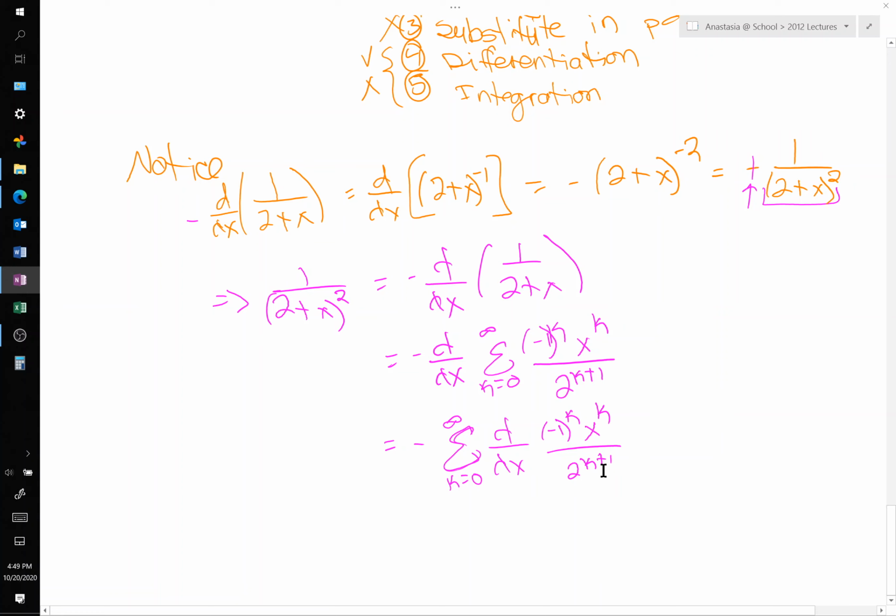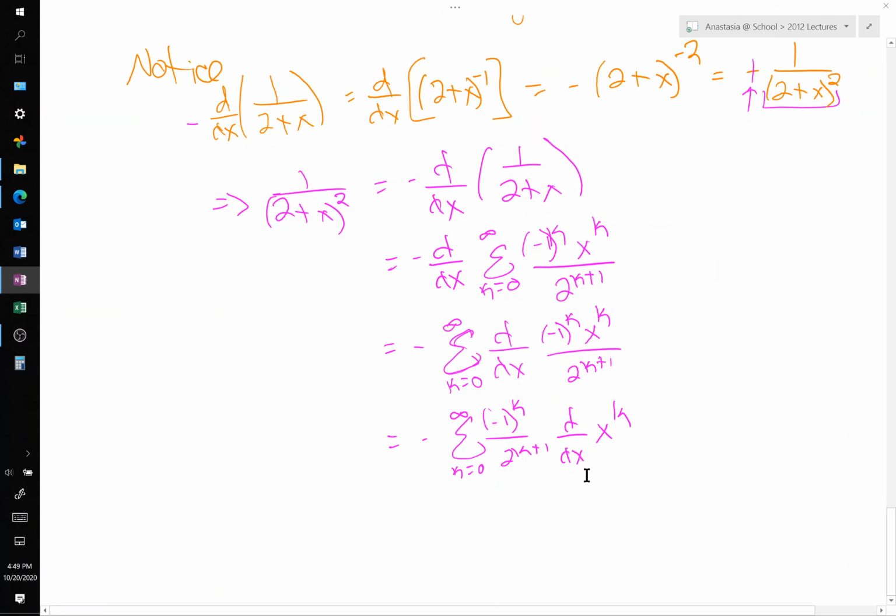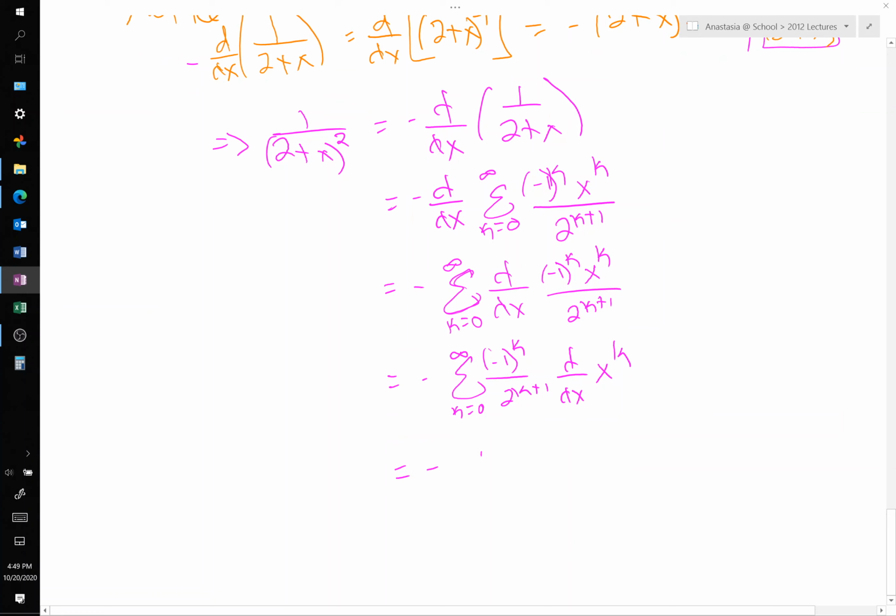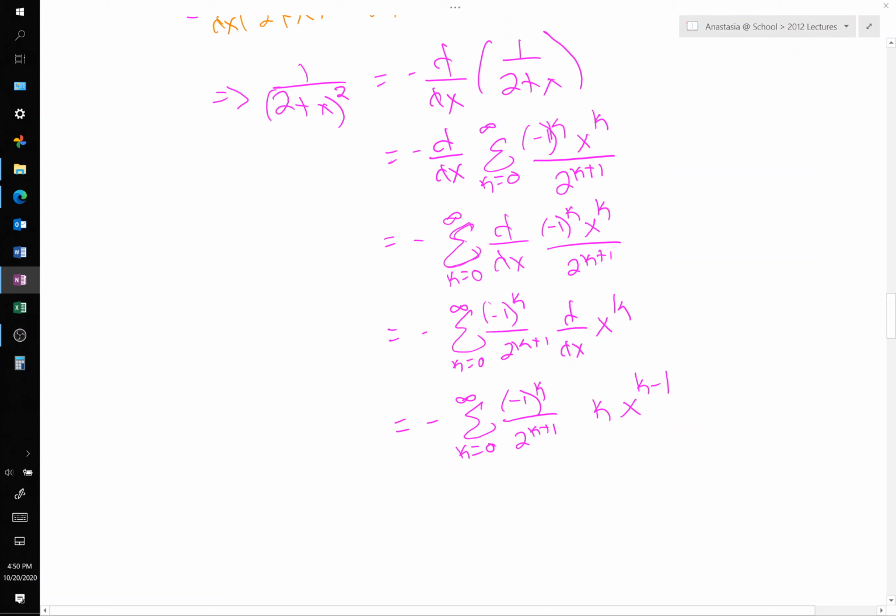Negative 1 to the k and 2 to the k plus 1 are constant, so those can both be pulled out of the derivative. So we have negative sum from k equals 0 to infinity of negative 1 to the k over 2 to the k plus 1 times the derivative with respect to x of x to the k. And now this has reduced to simply differentiating x raised to a power. So we get negative sum from k equals 0 to infinity of negative 1 to the k over 2 to the k plus 1. The derivative of that, we're going to bring our power down and subtract 1 from the power. So we get this.